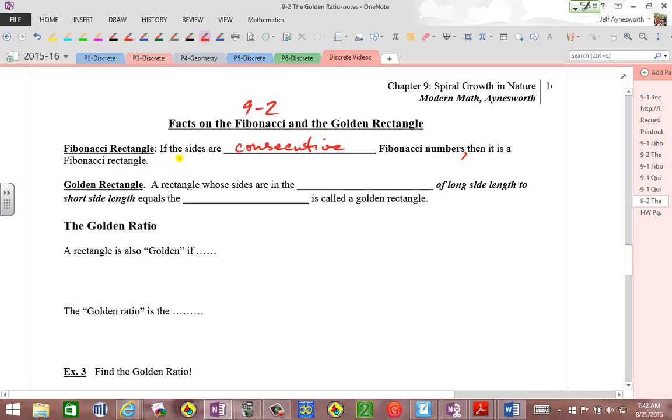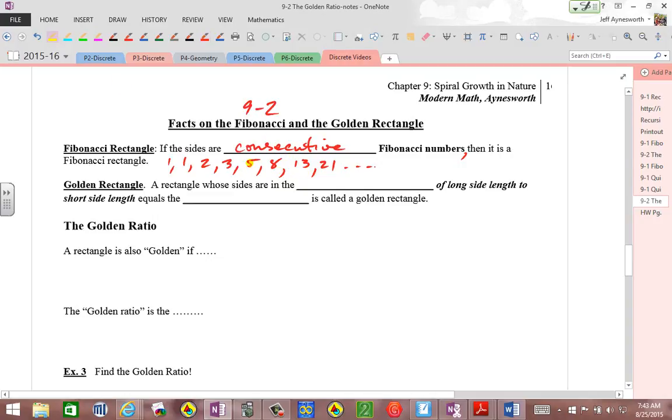But if we write down the first few Fibonacci numbers: 1, 1, 1 plus 1 is 2, 1 plus 2 is 3, 2 plus 3 is 5, 3 plus 5 is 8, 5 and 8 is 13, 8 and 13 is 21. It keeps on going. All right, and we take any two consecutive Fibonacci numbers and make a rectangle out of it. It's called a Fibonacci rectangle.